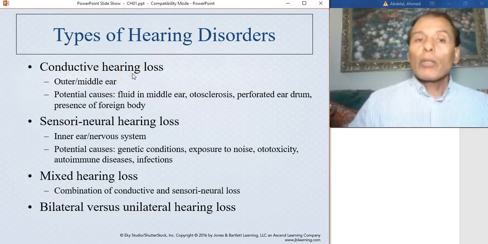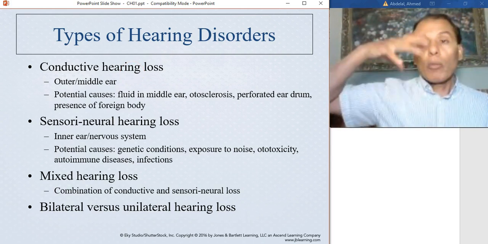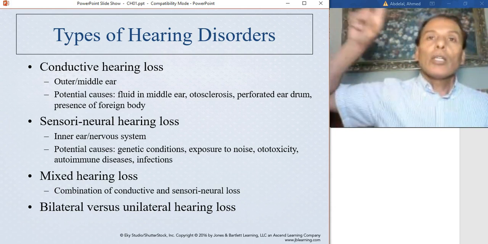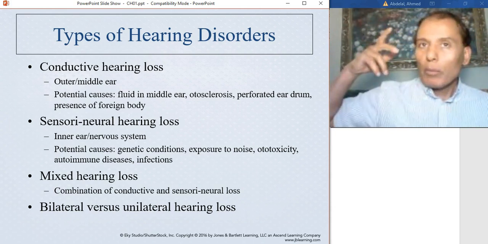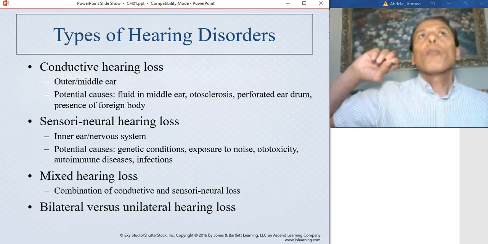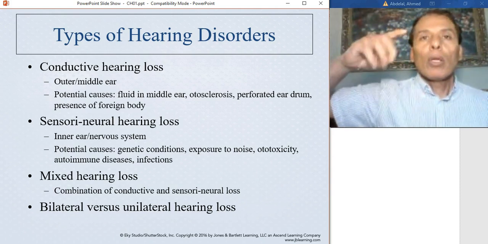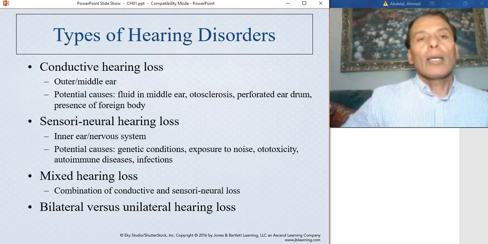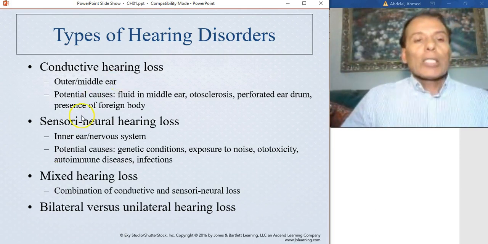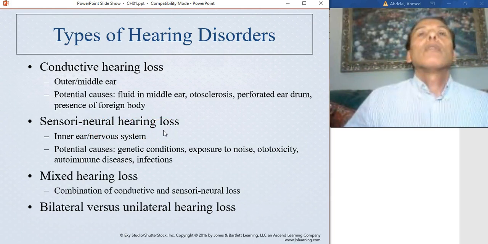So conductive hearing loss is a hearing loss that is caused by a physical problem in the outer ear or middle ear. There's fluid in the middle ear, or a middle ear infection. So conductive hearing losses are reversible. You can cure them. You can get the functioning back to normal. But sensory neural hearing losses are not reversible.